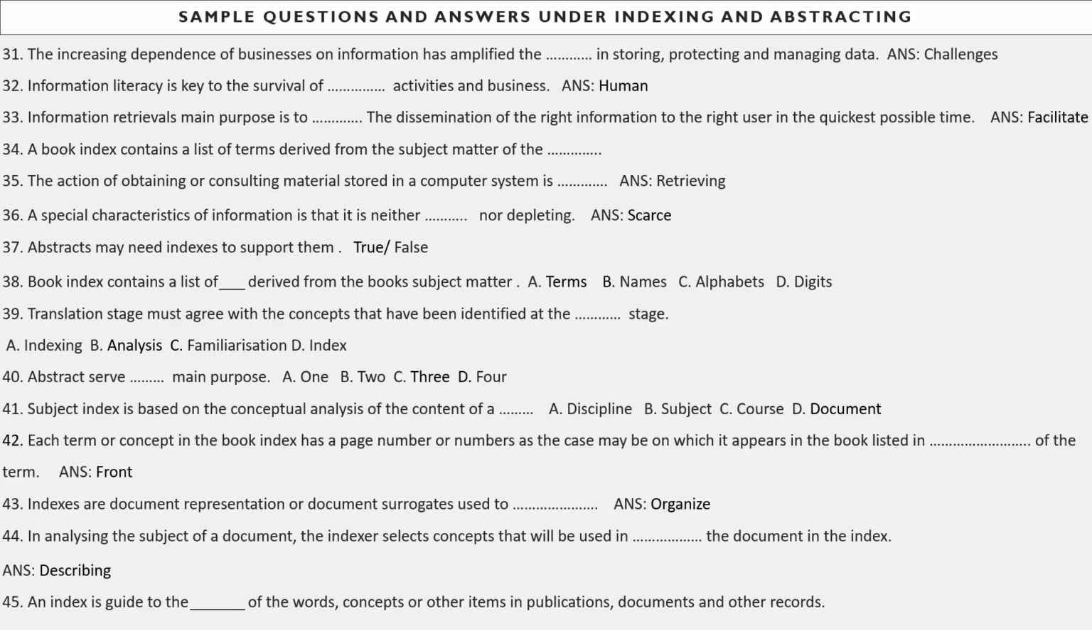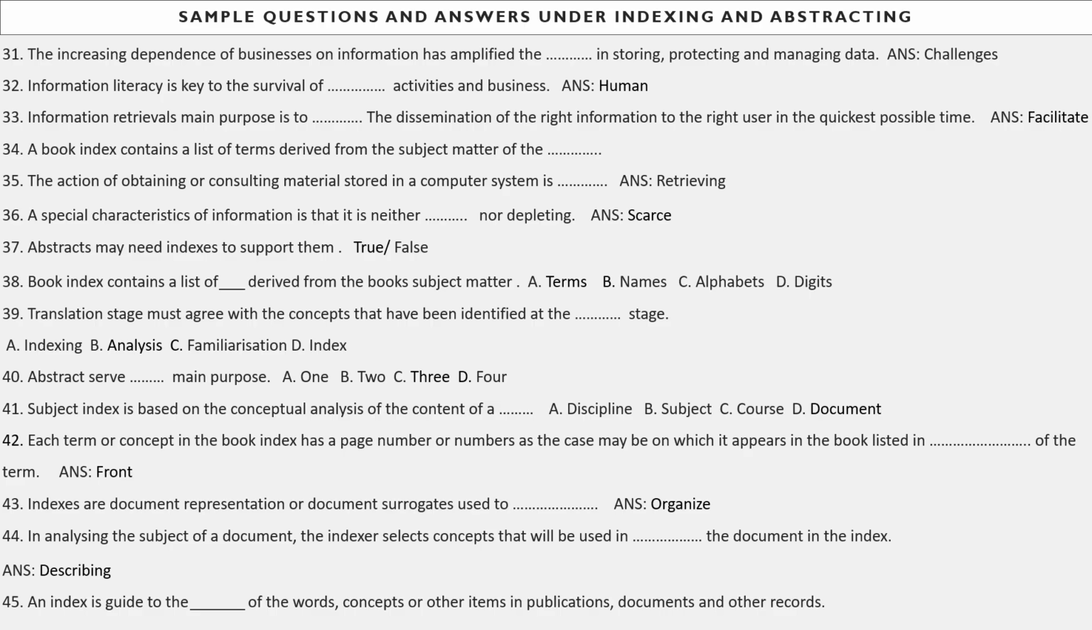And then question number 41. The right answer is document. A subject index is created after analyzing the concepts within the document, and those concepts are then arranged alphabetically to guide users to the right information. That's question number 41, the answer is document.